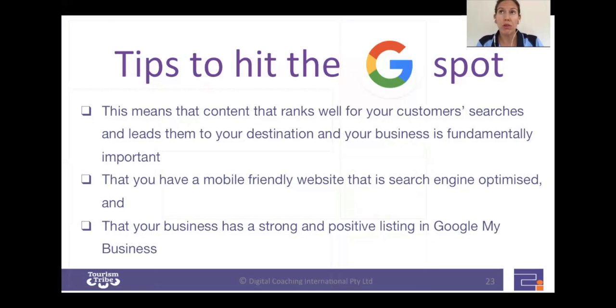So make sure you've got your phone number at the very top of every page on your mobile side. Simple, but when people are caravanning around Australia, for example, they may not want to scroll down through your website on a mobile. They just may want to talk to someone. And that Google My Business here, as I mentioned, have a really strong and positive listing on there.